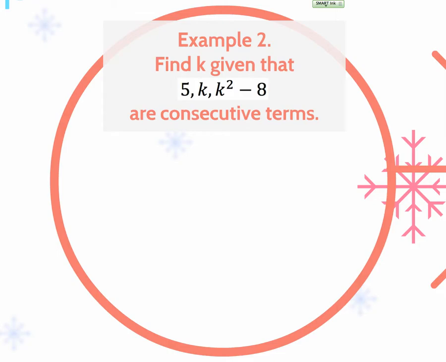Okay, so this is a funky one. We're going to do two funky examples, and then we're going to end the section here. It says find k given that 5, k, and k squared minus 8 are consecutive terms. This is where I mentioned that we will use it a little bit. So we are actually going to use that equating common differences.